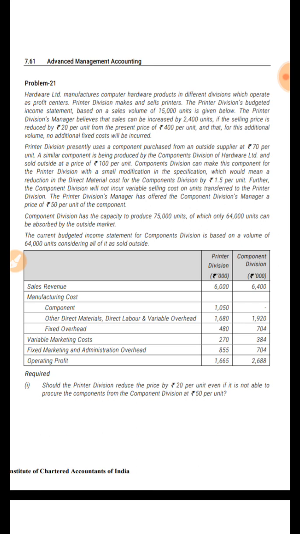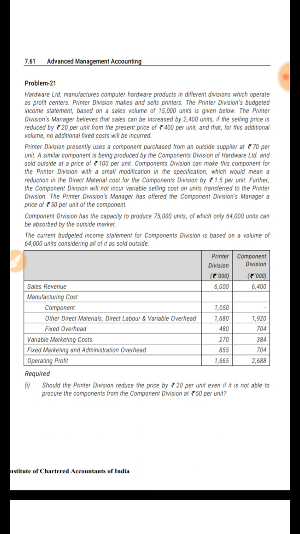Manufacturing cost they have given: component 1,050, other direct material, direct labor and variable overhead 1,680, 1,920, fixed overhead 480, 704, variable marketing cost 270, 384, fixed marketing and administration overhead 855, 704, operating profit 1665, 2688.